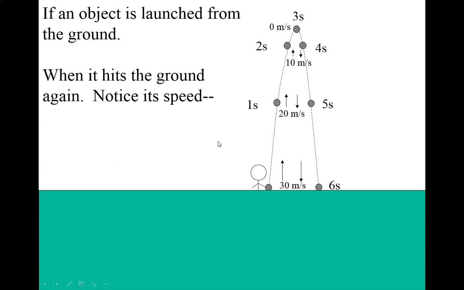And another thing to notice is that when it reaches the ground, the velocity is almost identical to the way when it was launched. So it was 30 meters per second here. What's different about the velocity when it comes back down? It's still 30 meters per second, but it is pointed down, so it would have a negative velocity just before it reached the ground. So negative 30 meters per second.